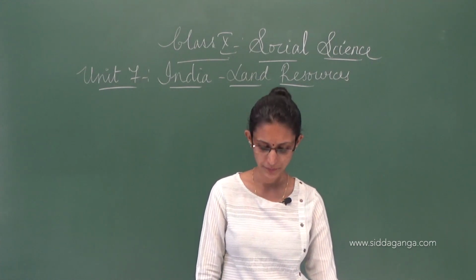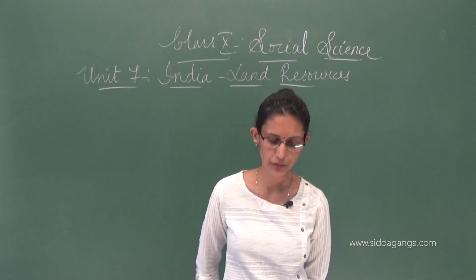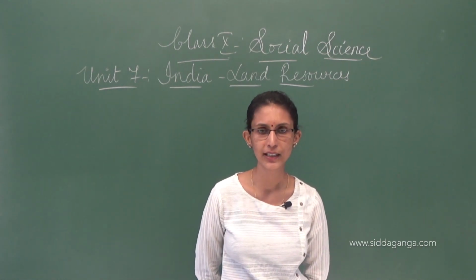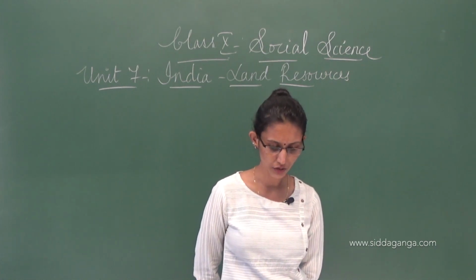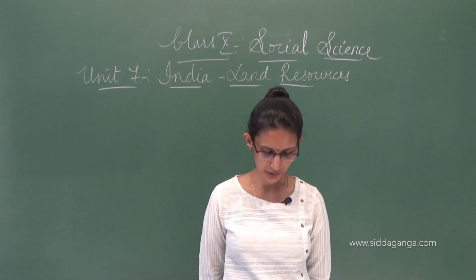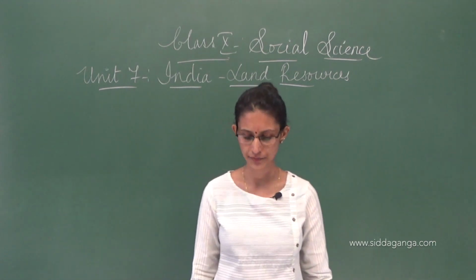We studied the meaning and we studied the types of agriculture. In that we studied the first one, subsistence farming, which was divided into two, shifting and sedentary farming. So today we'll go on to the other types of farming, and then we'll go into the crop seasons.